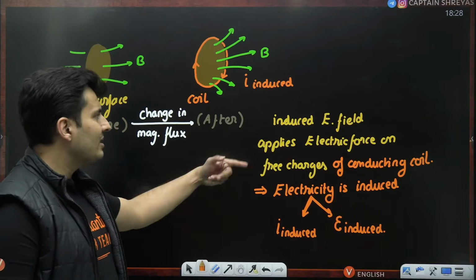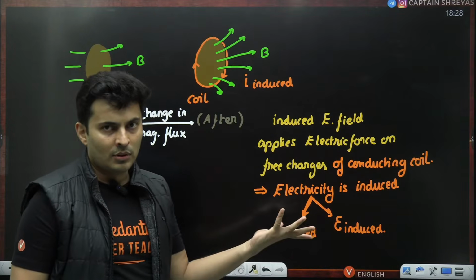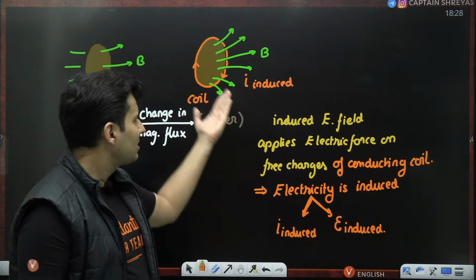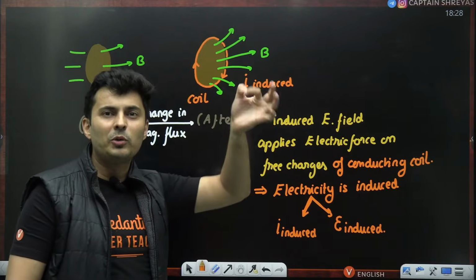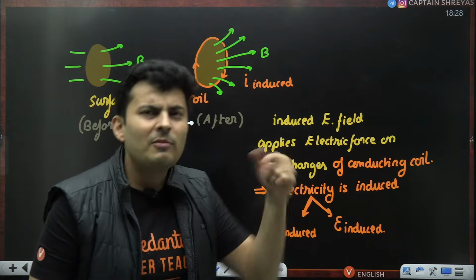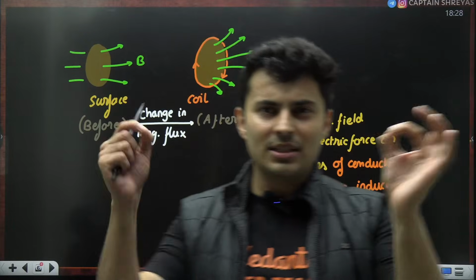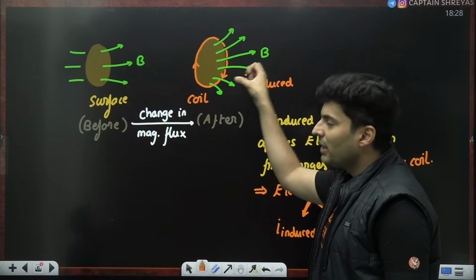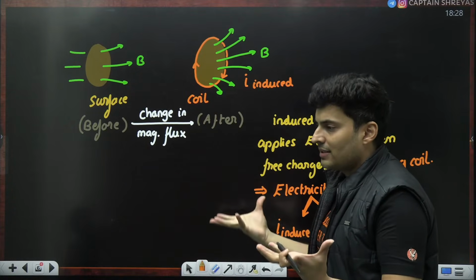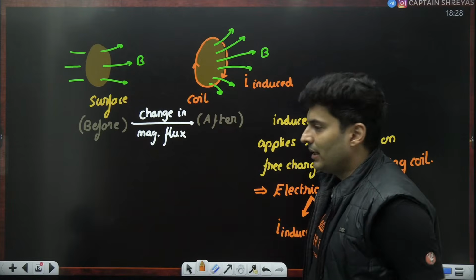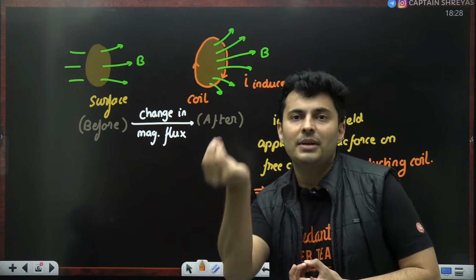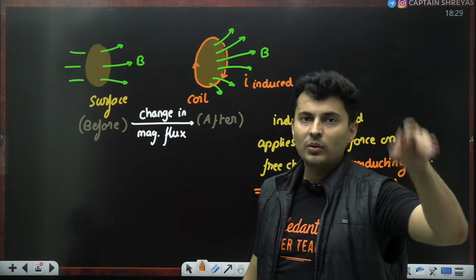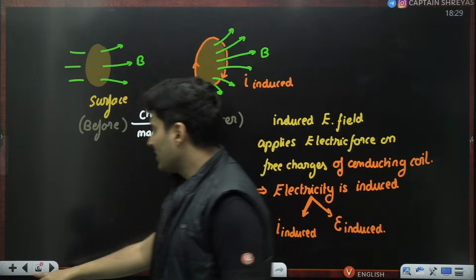If that coil was not there, will there be current? No. Will there be EMF? No, because there will be no coil to measure that. But yes, there will be a voltage difference, because the electric field is going to be there. So voltage difference will be there, but there will be nobody to force those charges to conduct the electricity. So the coil is just enabling the charges to flow and helping us measure the EMF and the current.